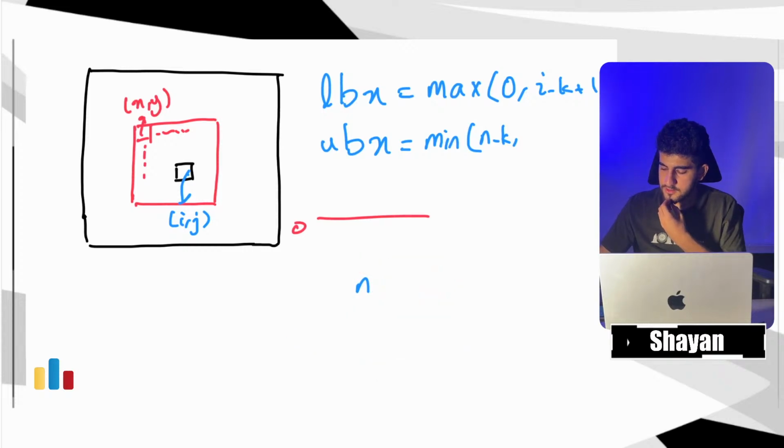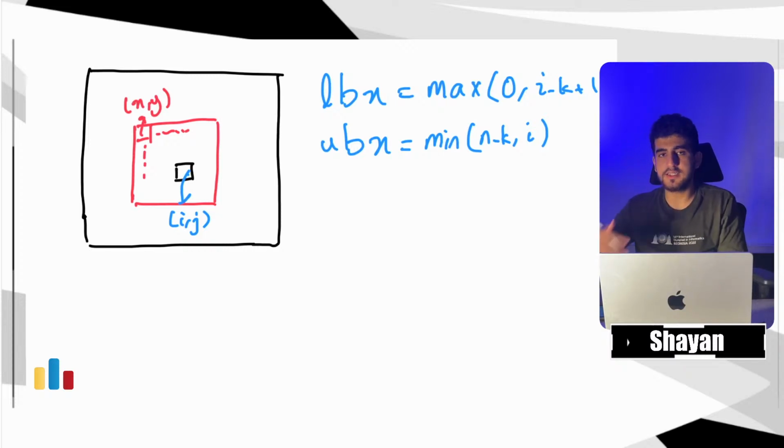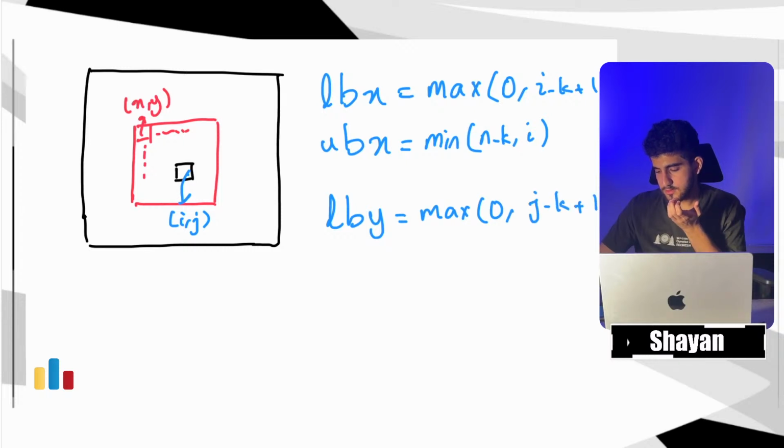So first of all, I need to say minimum of n minus k, and also it should not start after i itself, because if it starts after i itself, it will not cover i. So this is the lower bound and upper bound that I have for x. The same thing is for y. For y also I have a lower bound, and this lower bound is maximum of, again, 0, it cannot be less than 0, and also it cannot be less than j minus k plus 1. Otherwise it does not cover this column.